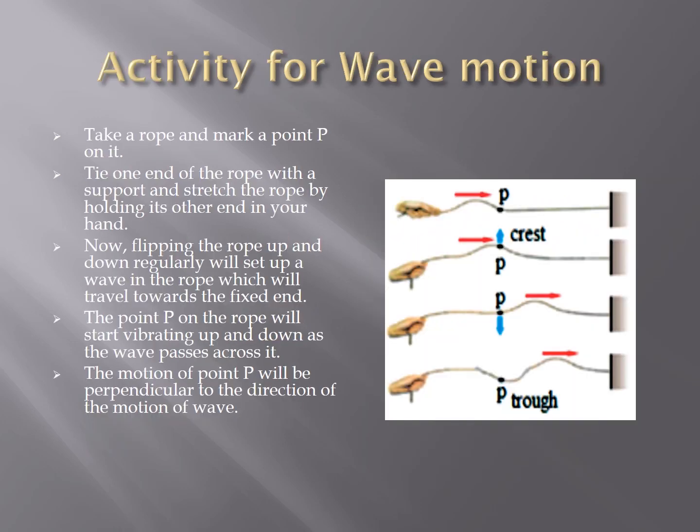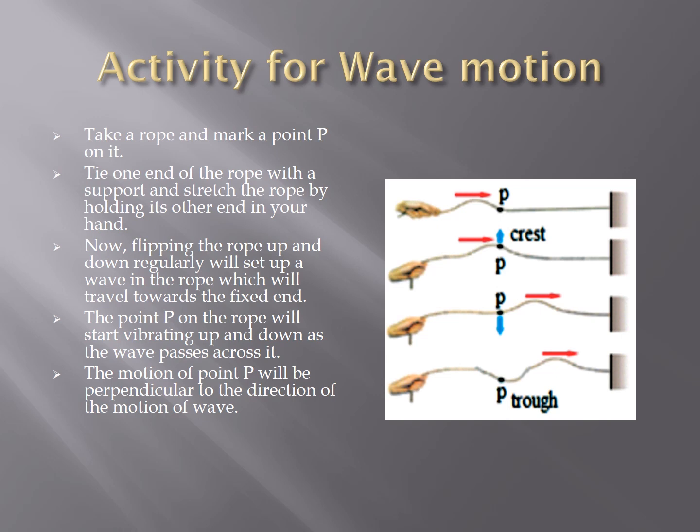In order to understand the wave motion in detail, I am going to discuss an activity with you. For this, you have to take a rope and mark a point P on the rope. As you can see in the figure, a point P with a black dot is marked on the rope, and tie one end of the rope with a rigid support and the other free end in your hand. Now flip the rope up and down in regular intervals of time.